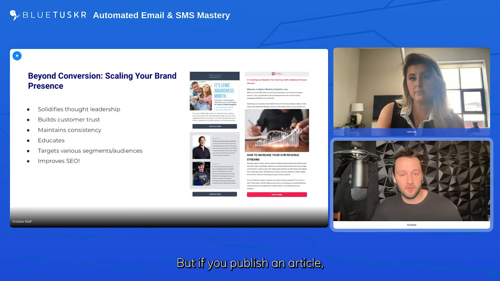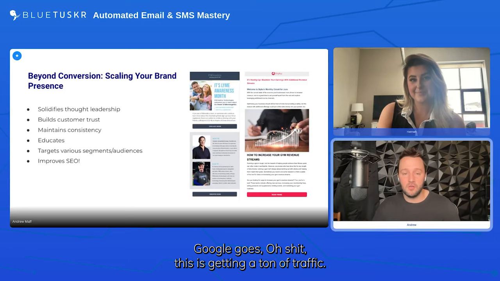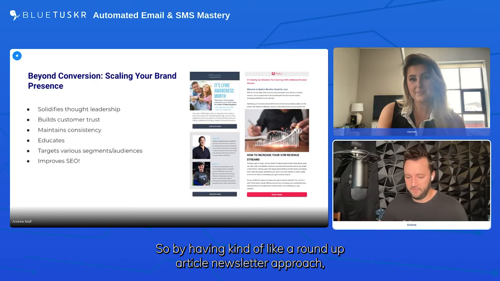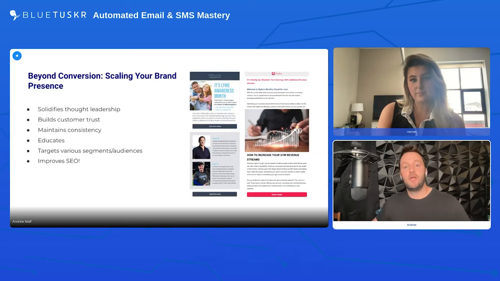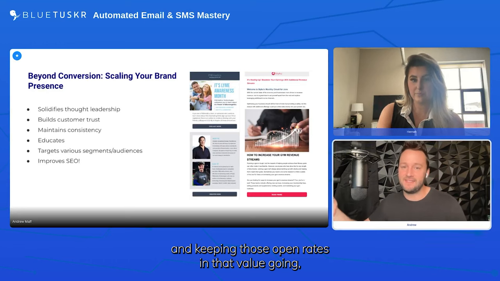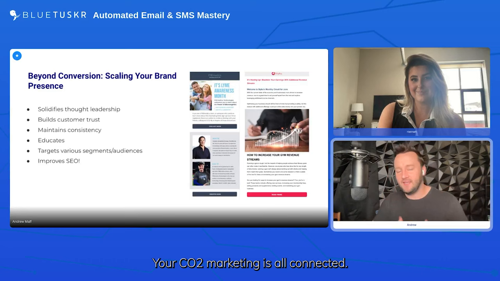But if you publish an article, send out an email to your big email list, and they all go over and start reading it, Google goes, oh, this is getting a ton of traffic, let's increase it based on the keywords you're targeting. So by having a roundup article newsletter approach, you're not only keeping your email marketing consistent and keeping those open rates and that value going, but you're actually improving your SEO too. Marketing is all connected.